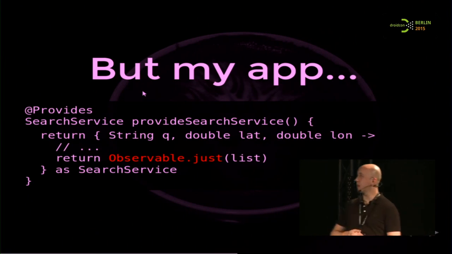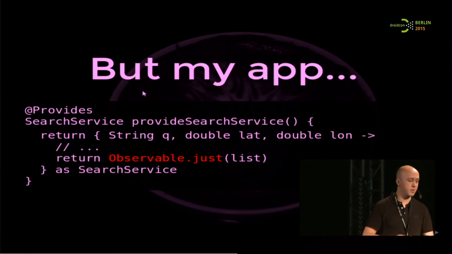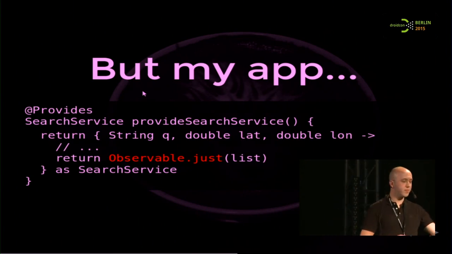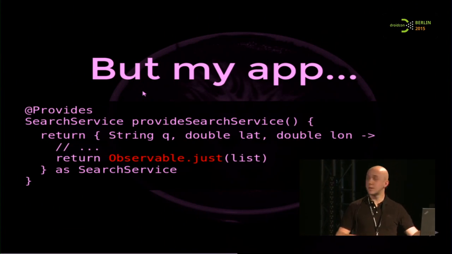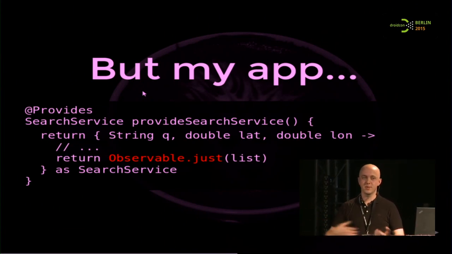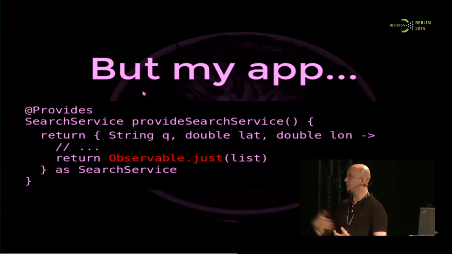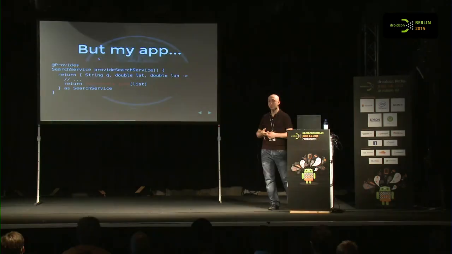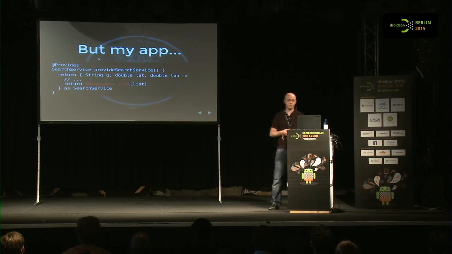So in case you are using RxJava, you return observable list of some stuff, for example, doctors in our case. And you may not recognize this because this is Groovy code. It doesn't matter much. It's like anonymous class in Java. So a closure in this case.